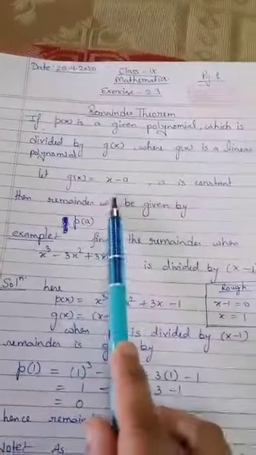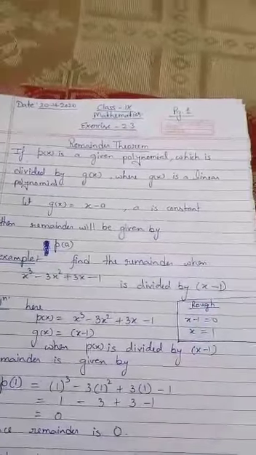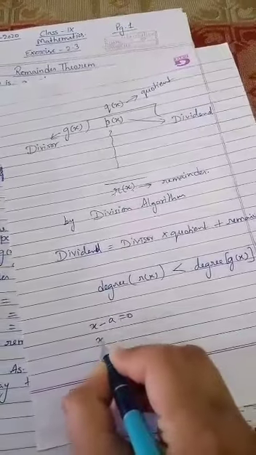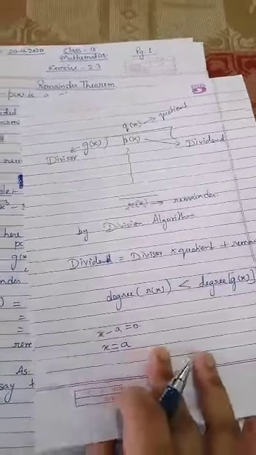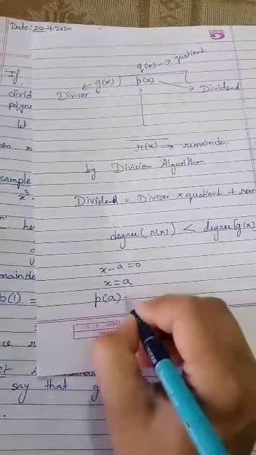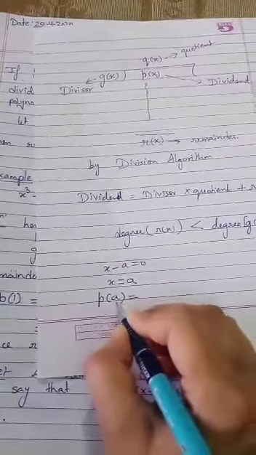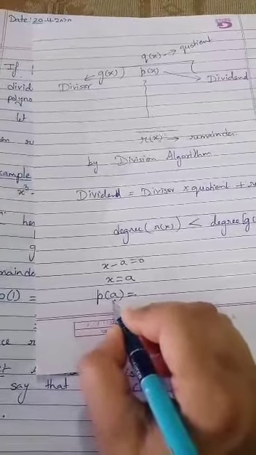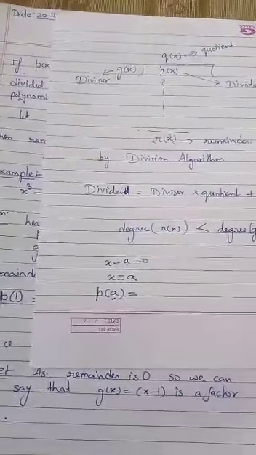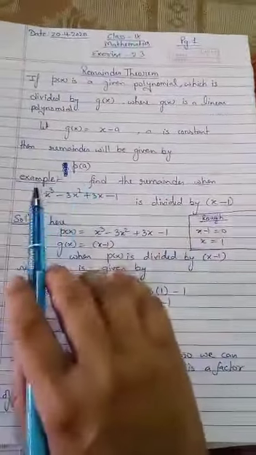For this, we put this x minus a is equals to 0. So when we put this x minus a is equals to 0, we get x is equals to a. So the remainder will be given by pa. That means we need to just replace x by a, and we get the remainder when our polynomial will be divided by x minus a. Now, I want to clear this concept by an example. Just see here. Suppose this is our example.